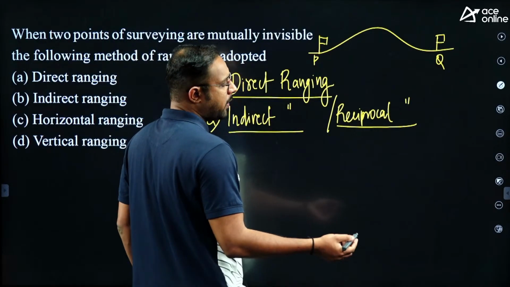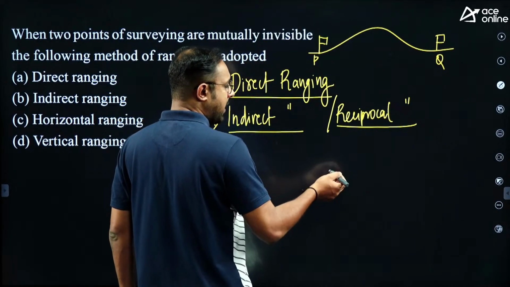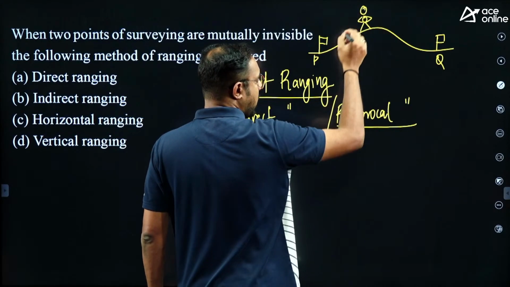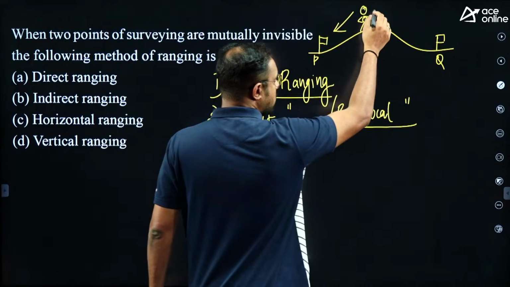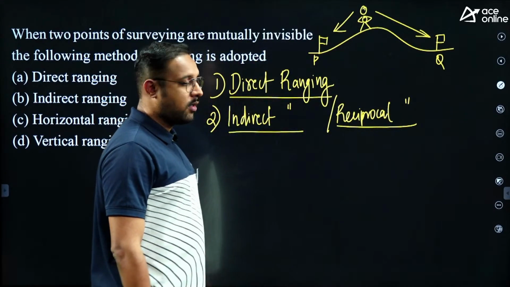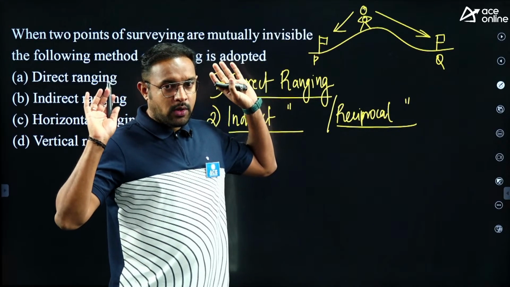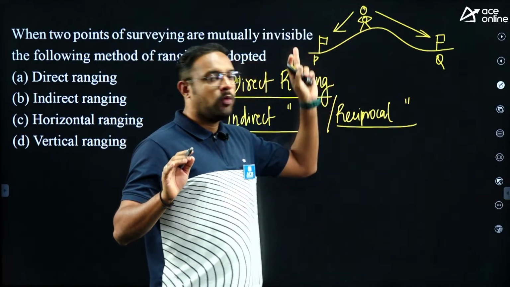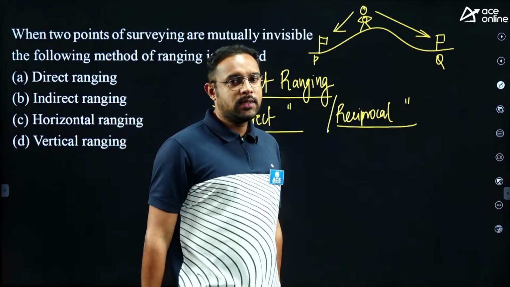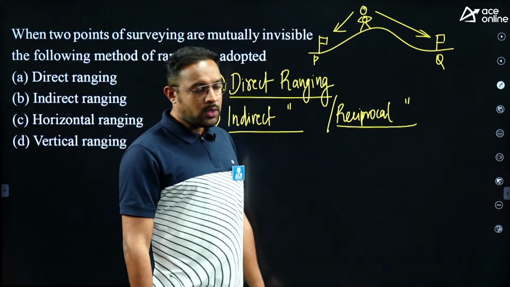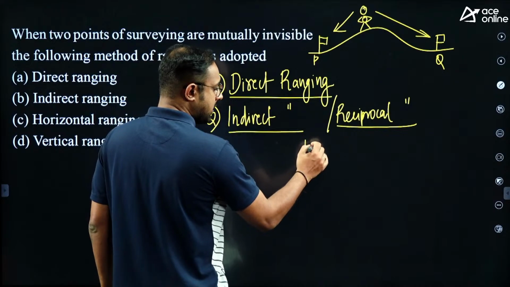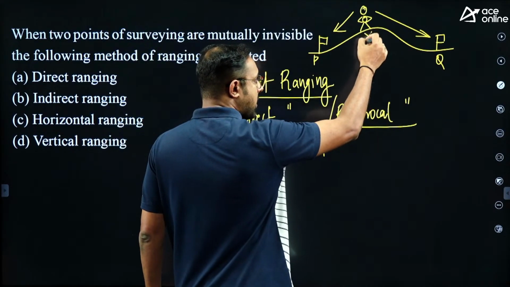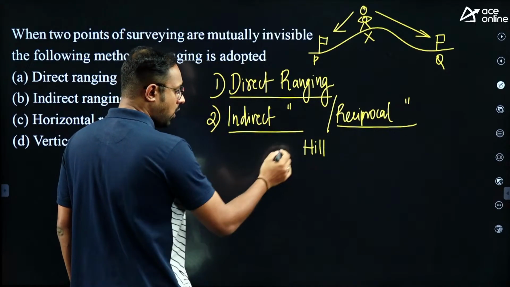But if you want to do reciprocal ranging, or indirect ranging, you should be able to identify a point in between P and Q from which you can see both the points. That is very important. If I stand at P, I cannot see Q, but somewhere in between P and Q you should have one point from which both are visible. Then only you can go for reciprocal ranging. So it is adopted for conditions such as a hill. But what if such an intermediate point does not exist? Then reciprocal ranging is also eliminated.